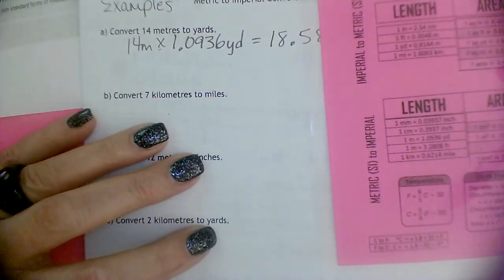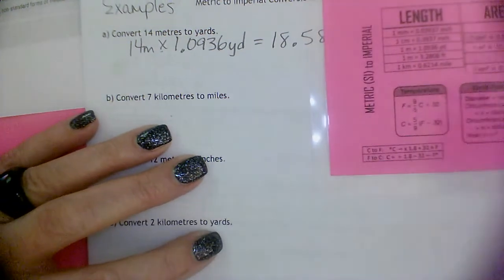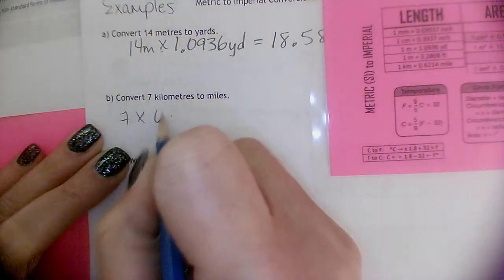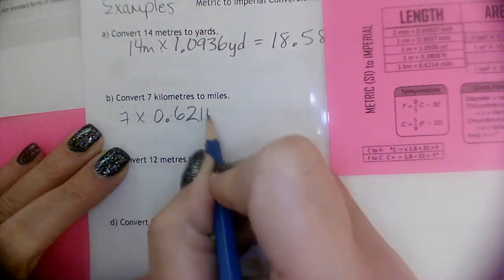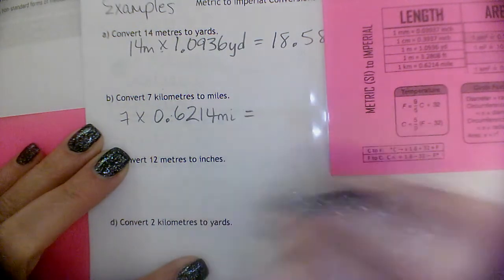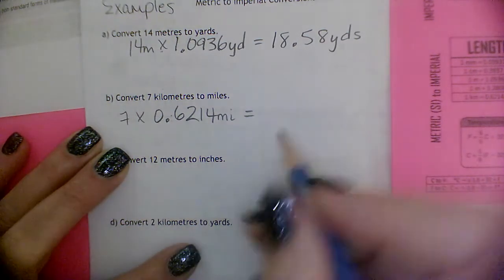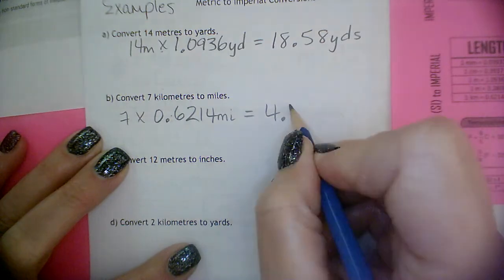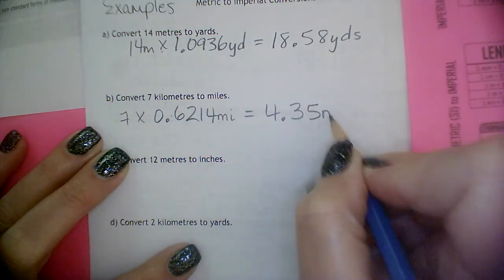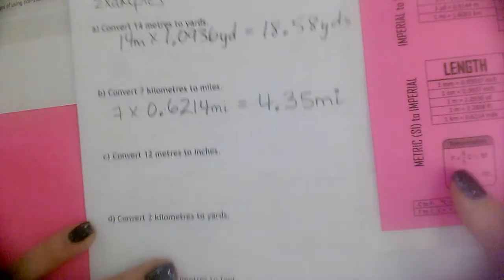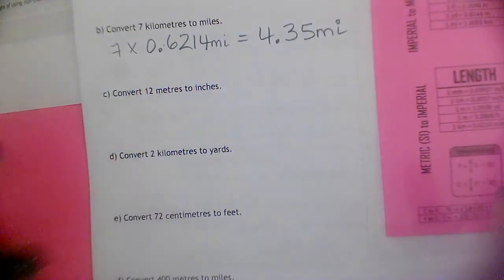7 kilometers to miles. Can we go kilometers to miles? Oh, yes, we can. 7 times 0.6214 miles. 7 times 0.6214, and I end up with 4.35, and I'm in miles, MI. And again, make sure you're rounding to 2 decimal places. I'm almost done here.